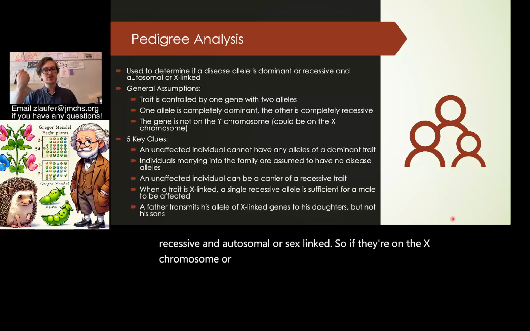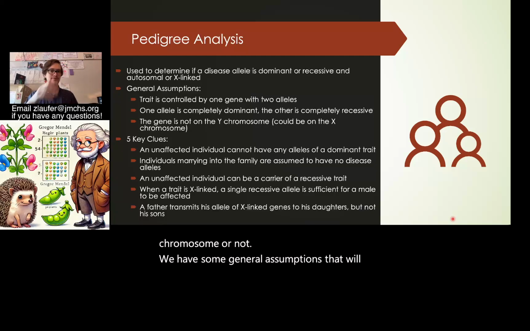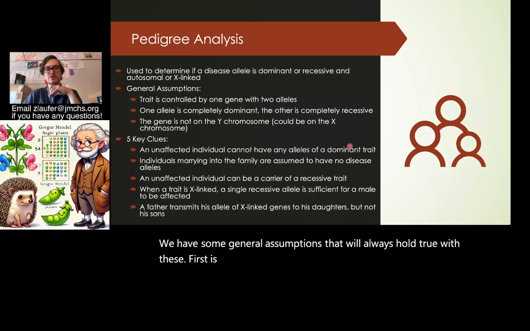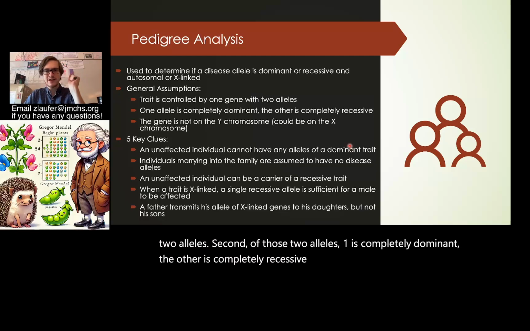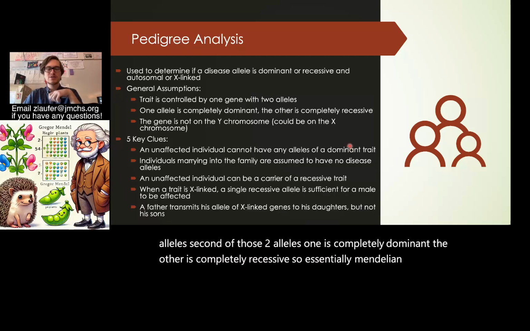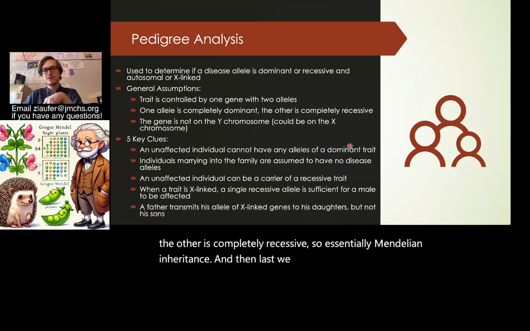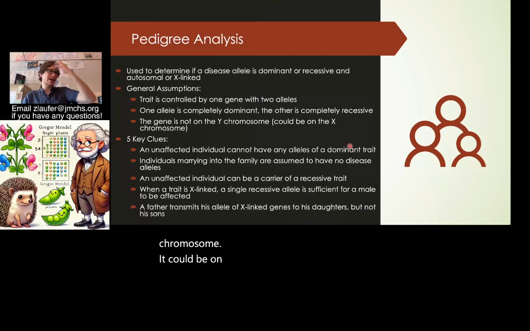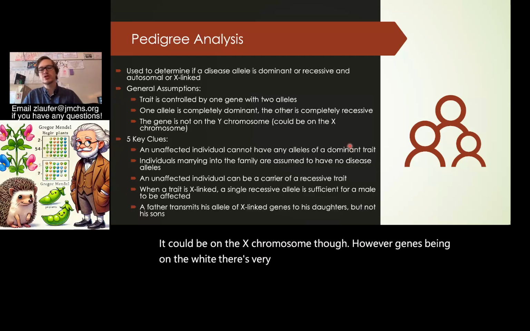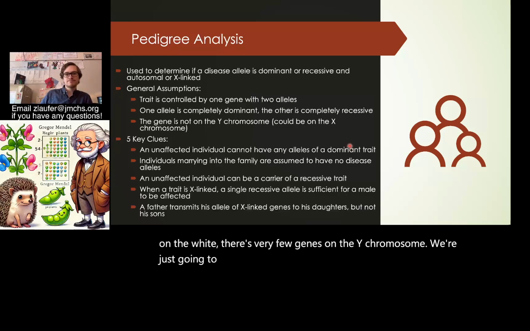We have some general assumptions that will always hold true with these. First is that the trait is controlled by a single gene with only 2 alleles. Second, of those 2 alleles, one is completely dominant, the other is completely recessive, so essentially Mendelian inheritance. And then last, we assume the gene is not on the Y chromosome. It could be on the X chromosome, though. However, there are very few genes on the Y chromosome, so we're just going to assume that essentially there's nothing.